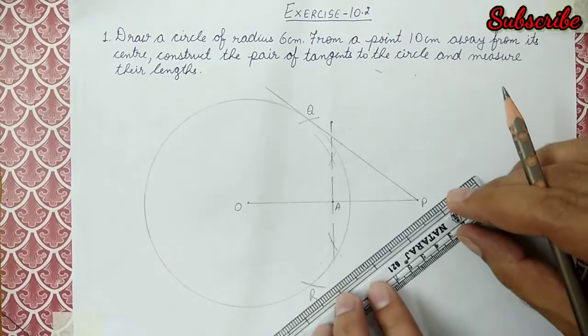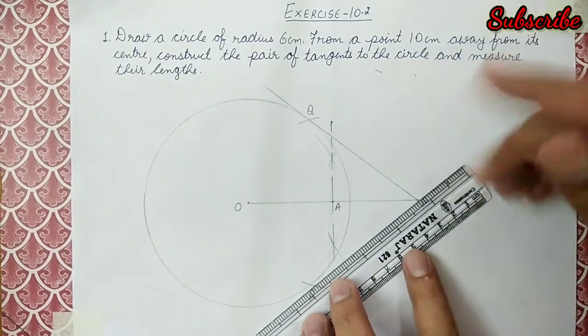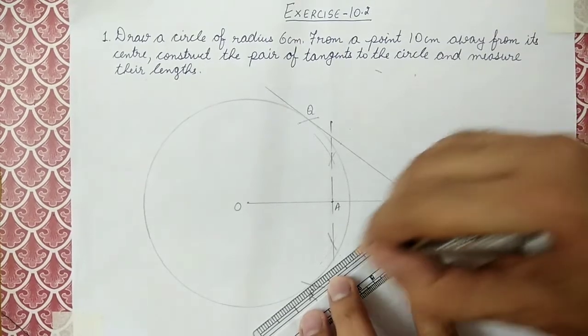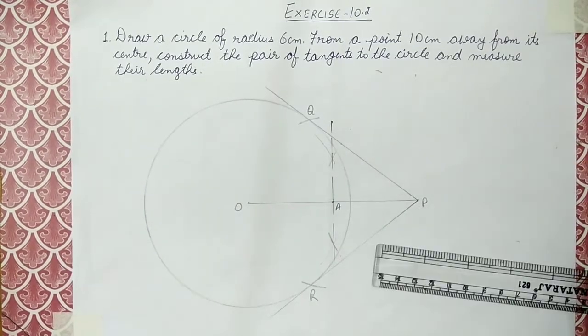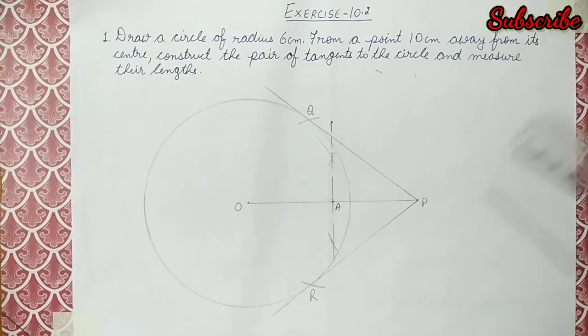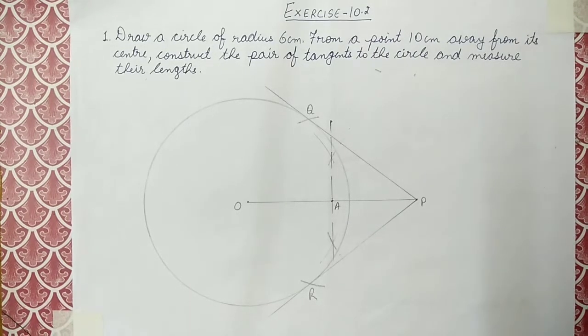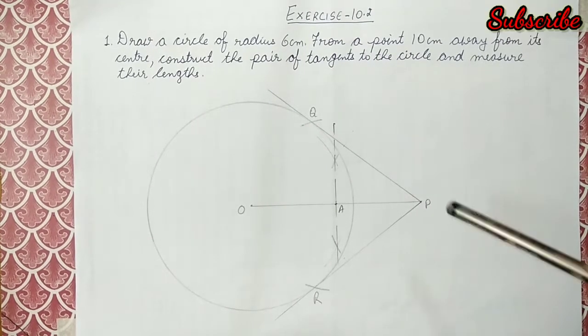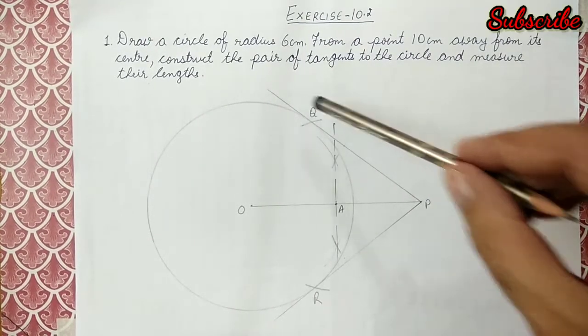We can extend it also, and this here. So this is how we can draw the tangents to the circle, right? Now let's see the next question of this exercise. Before we go to the second question, there is one more thing. We have to measure the length of these tangents also.